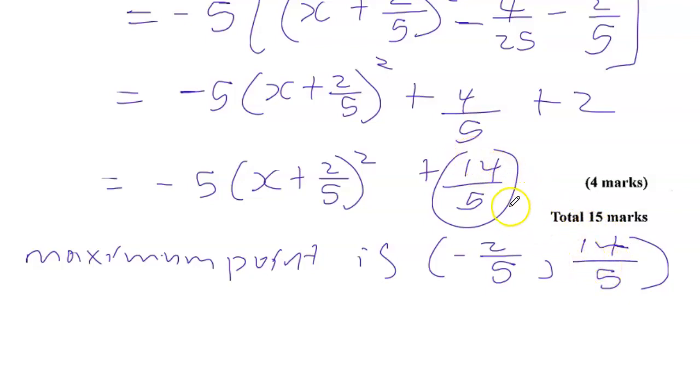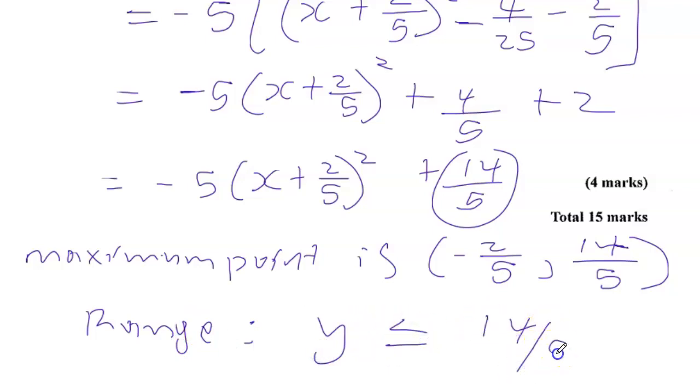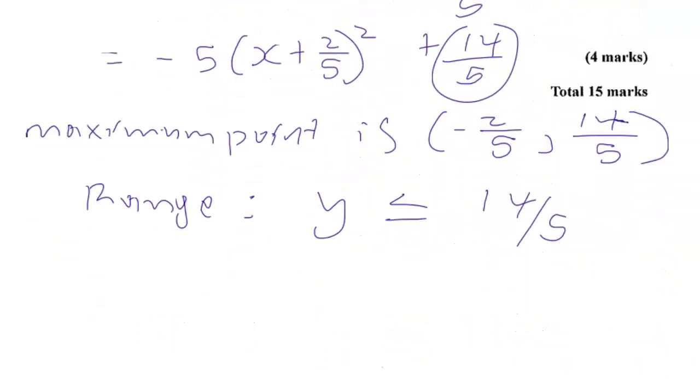So the range would have to be y less than or equal to 14/5. Since 14/5 or 2 4/5 is a maximum value of y, all the y values would have to be less than or equal to 2 4/5. So that's the range, and the range is just the y values, domain is x values. Alright, so let's continue.